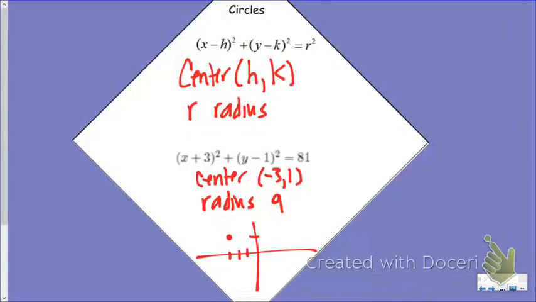So negative 3, 1. Then from my center, I'm going to move 9 in every direction. So I'm going to plot the 4 easiest points. That would be if I go all the way to the left, which would be over at negative 12.